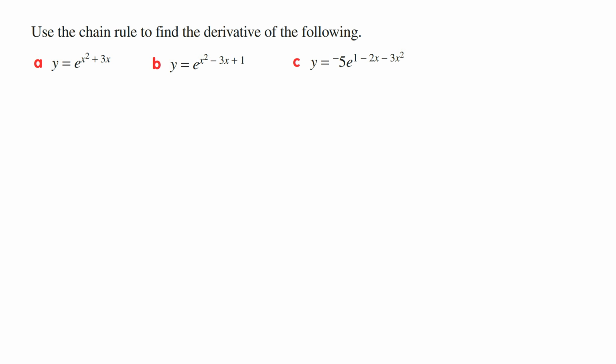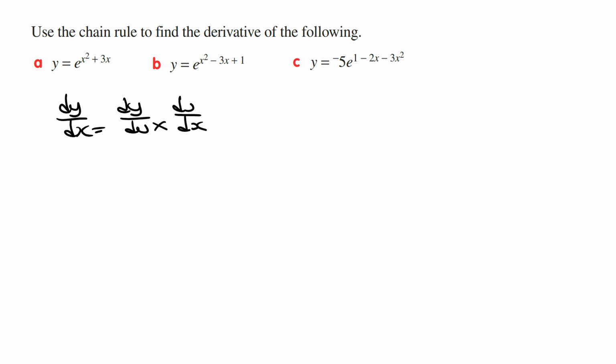Now because we've been specifically asked to use the chain rule to find the derivative, we need to show the full steps. And so it's a good idea to start with writing down the chain rule formula. And this is dy dx is equal to dy du times du dx.